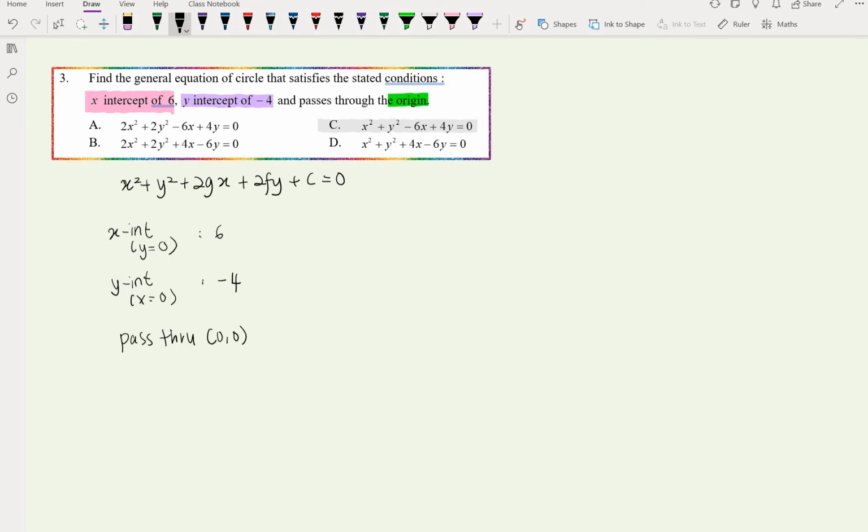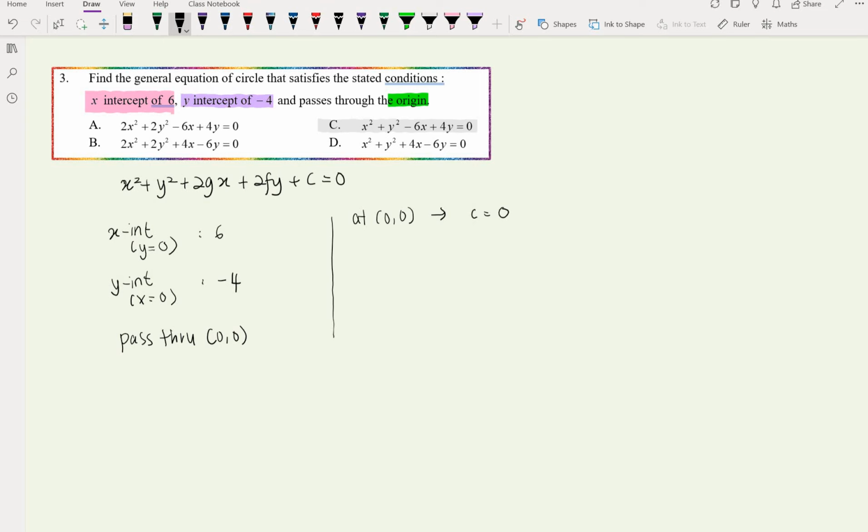So, first I'm going to substitute the point 0, 0 into our equation. So, at point 0, 0, what I can get is all the terms before C will become 0. So, we directly get the value of C is equal to 0. Which is why all A, B, C, D have no C value.